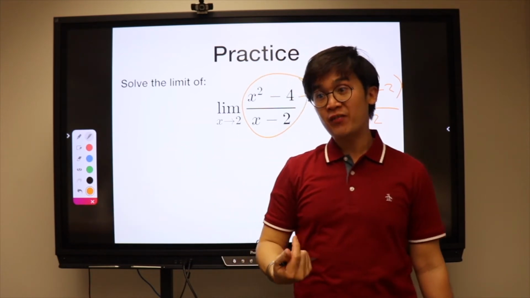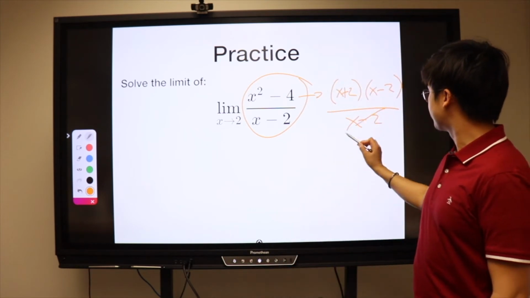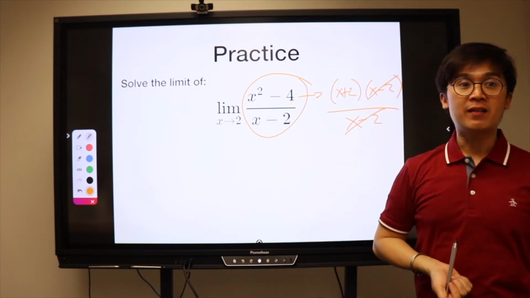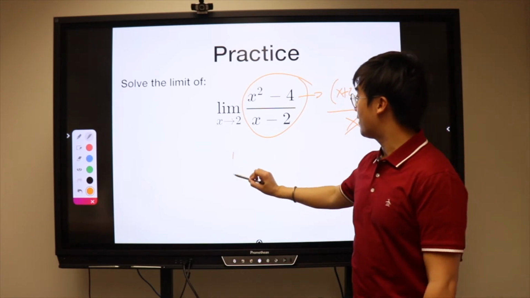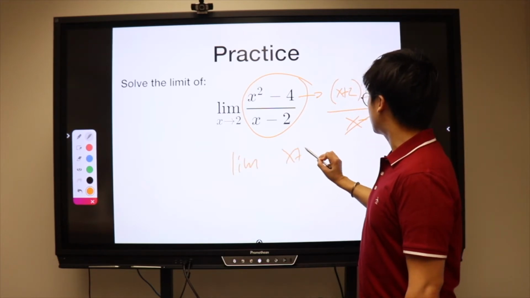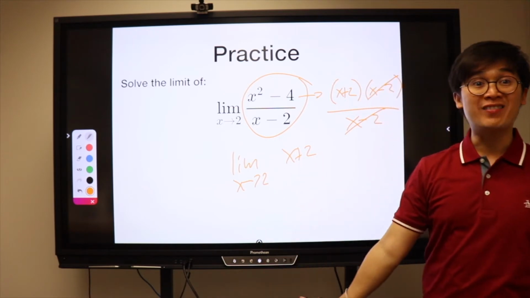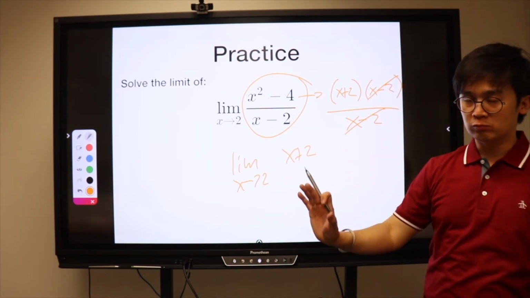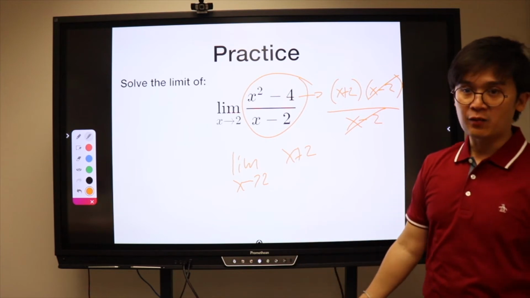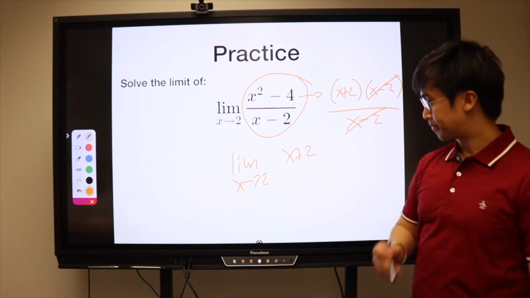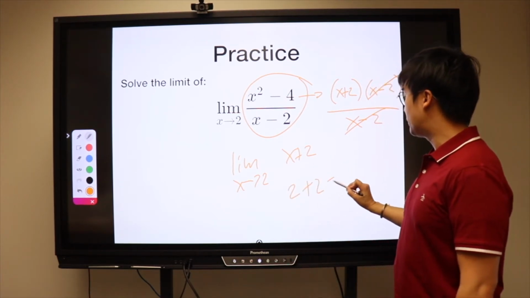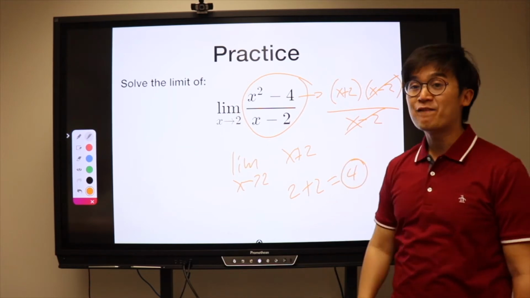And why do we need to modify it? Because by doing so, we can eliminate the common term, and now we are left with the limit of x plus 2 as x approaches 2. And now, by solving the limit of the modified function, does it exist? Yes, because now it's 2 plus 2, which is equal to 4.